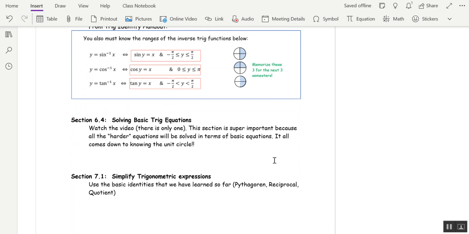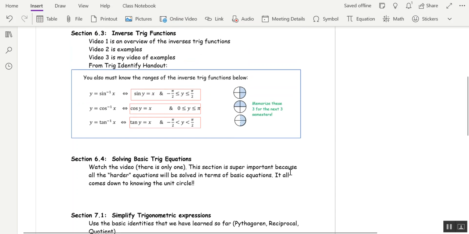I don't think you'll have any trouble with that. There's not even 10 problems to do. And so the way you're going to do that is you're going to use the Pythagorean, the reciprocal, and the quotient identities from that trig identity handout sheet.